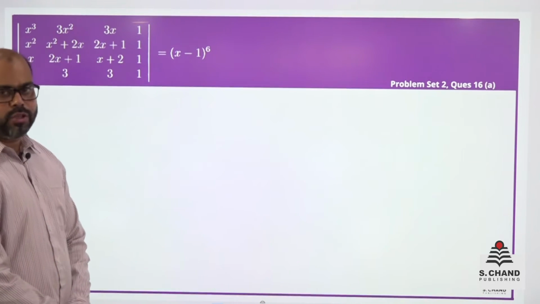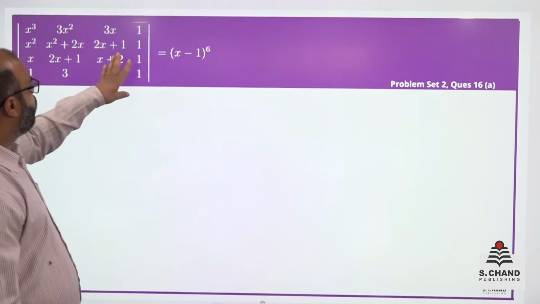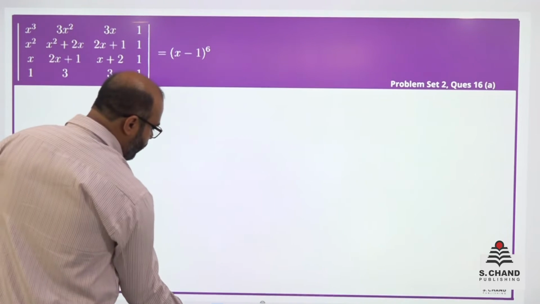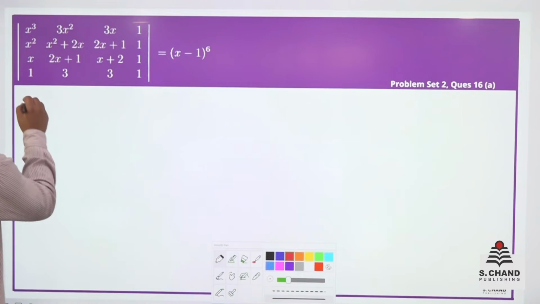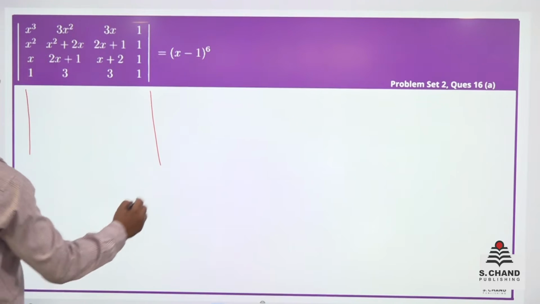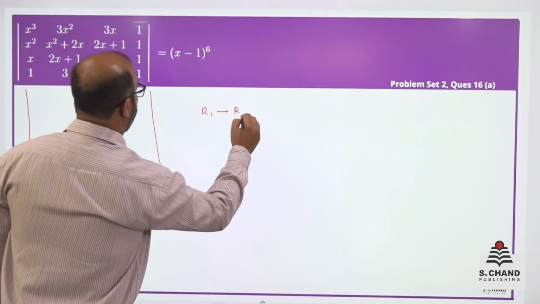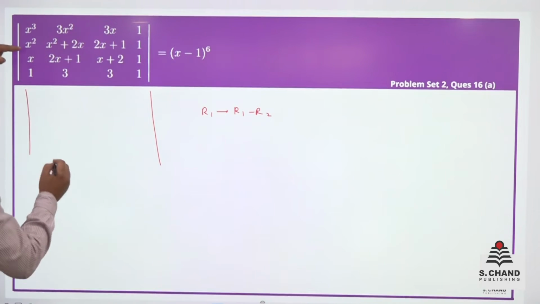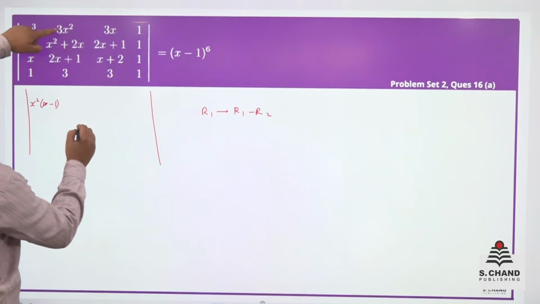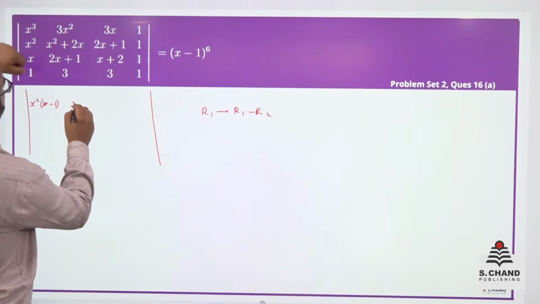Now problem set 2, question 16a. This is a 4 order determinant and you have to prove that it is equal to x minus 1 to the power 6. So just see how we will calculate, so that we use properties. So first of all, I am using the property that row 1 is row 1 minus row 2. That will give you x cube minus x square. So x square will be common, x minus 1. Here when you subtract, you will get x square minus 2x. So 2x square minus 2x.